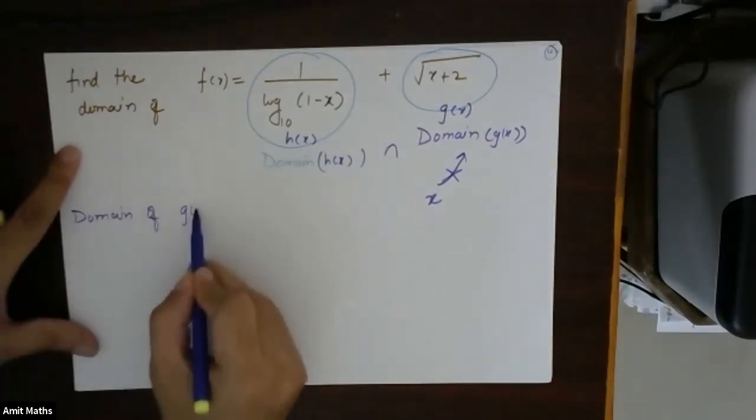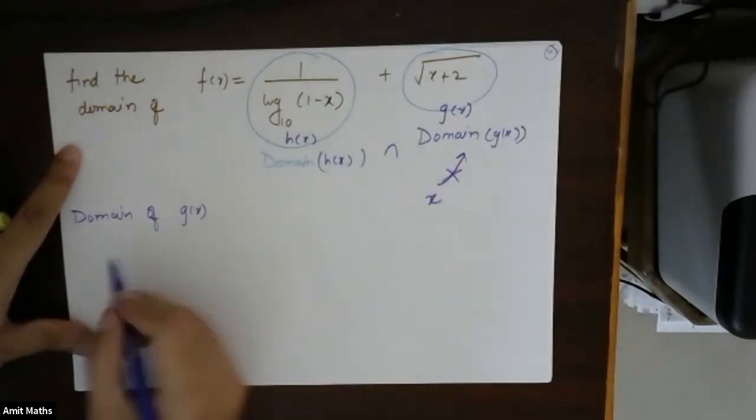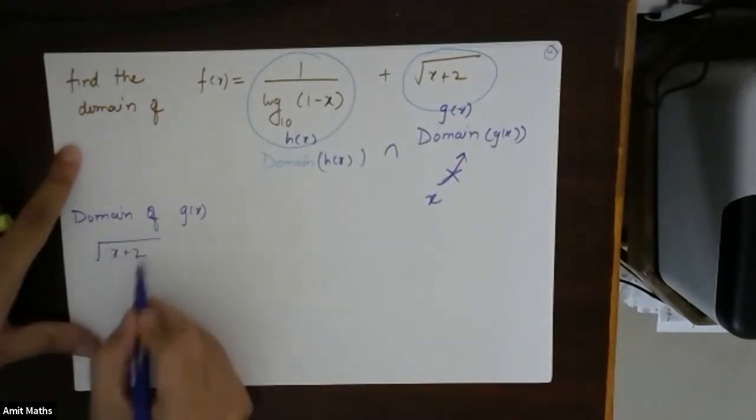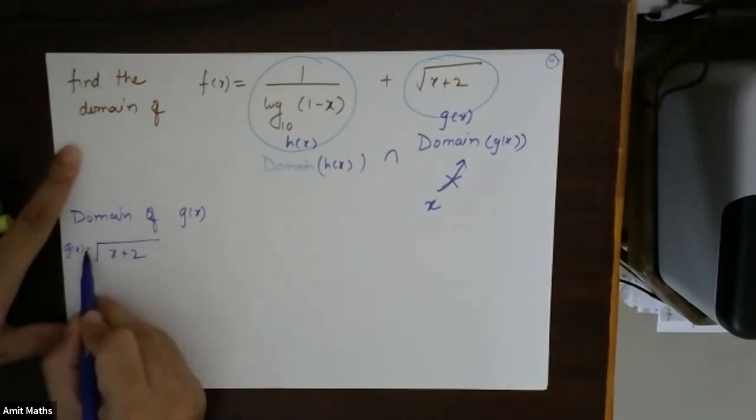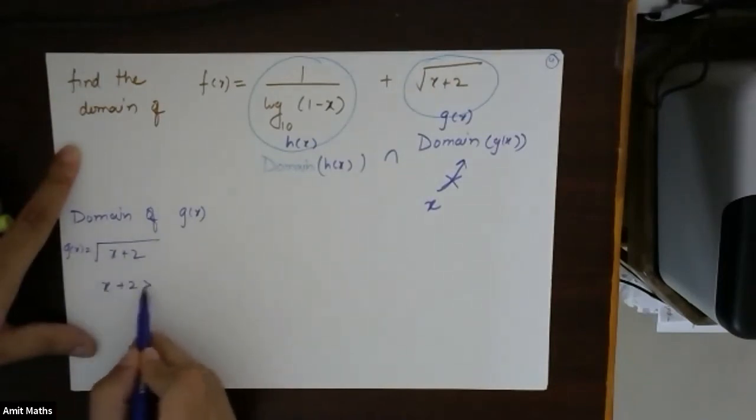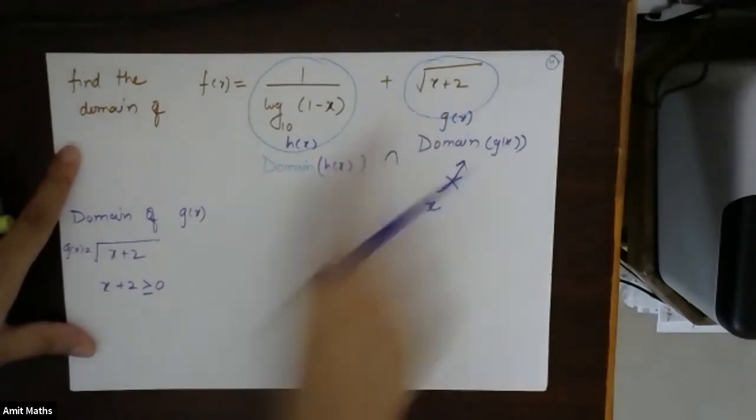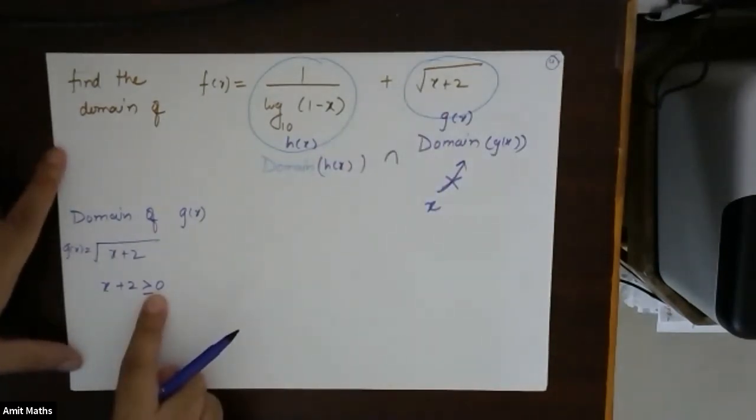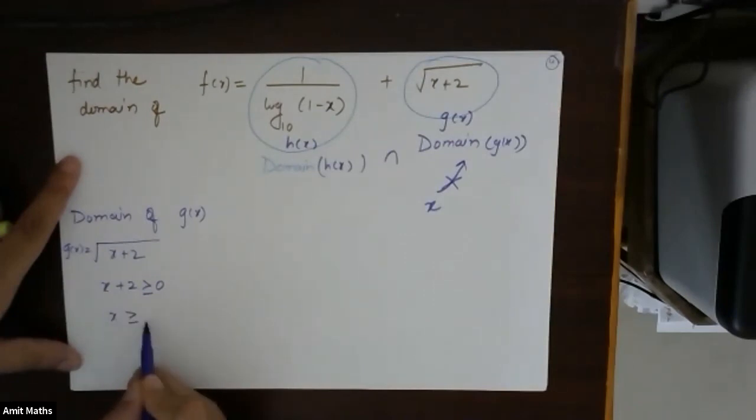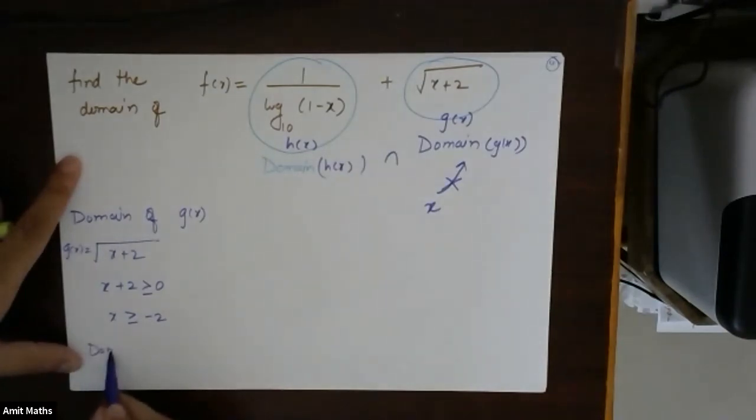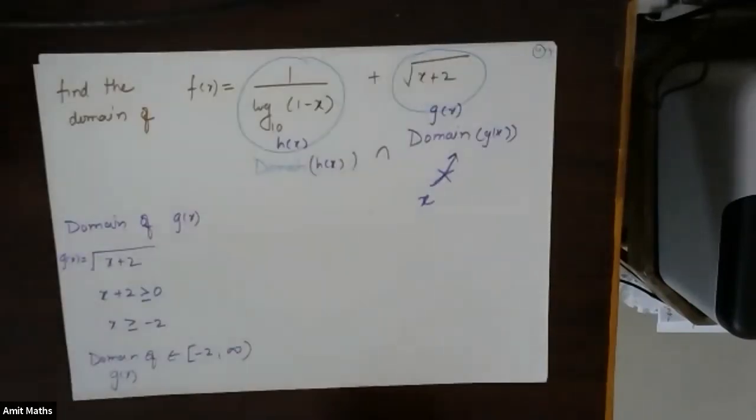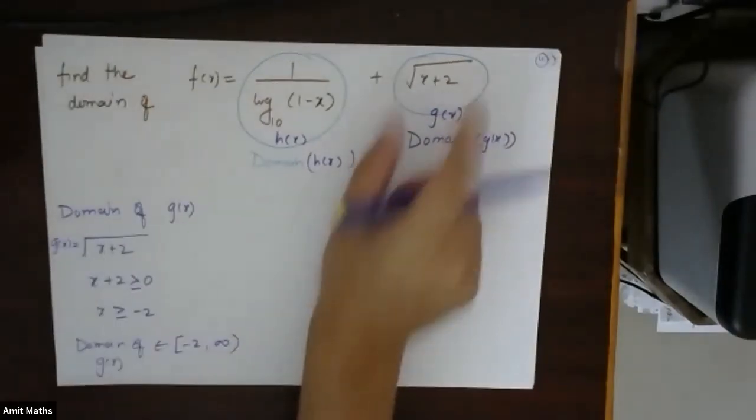So I will find the domain of g of x first. I will find the domain of this part first. Domain of g of x means under root of x plus 2, because this is g of x. In this case, x plus 2 should be greater than or equal to 0. So that means x should be greater than or equal to -2. So the domain of g of x belongs to -2 included till infinity. From -2 till infinity, this part can take any value.